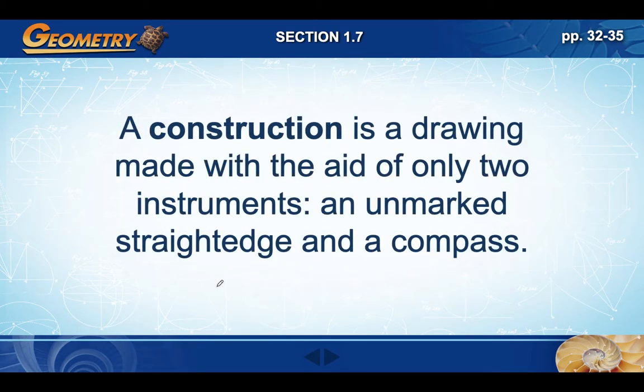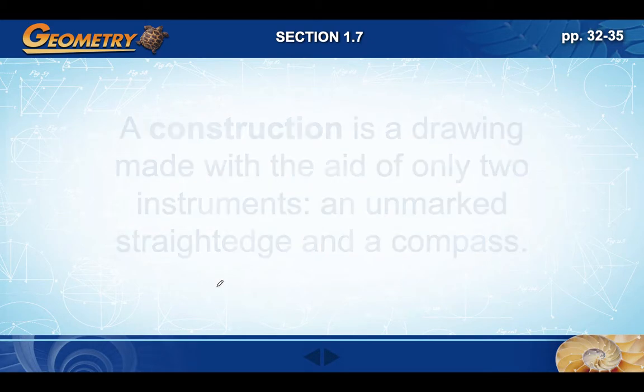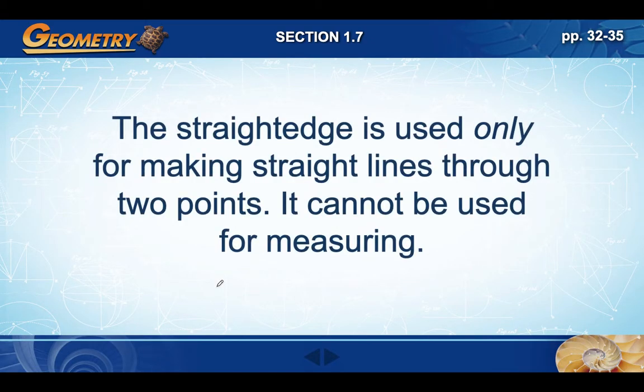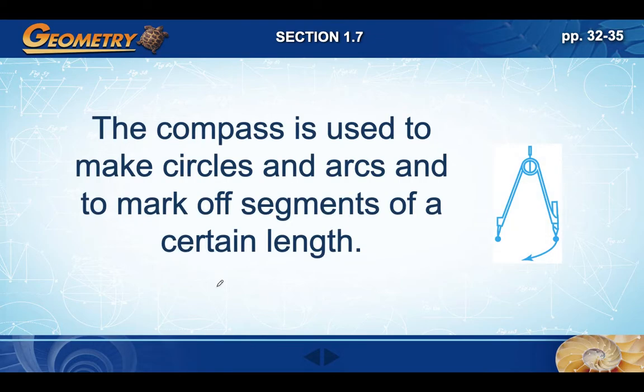And lastly, a construction uses two things: a straight edge and a compass. Now that straight edge could be a ruler, but when you're constructing, remember you cannot use a ruler. You cannot use that ruler to measure things, and we'll see an example of that here in a little while. You can only use the straight edge when you're constructing for straight lines. You can't use it to measure a 2-inch line segment or anything like that.